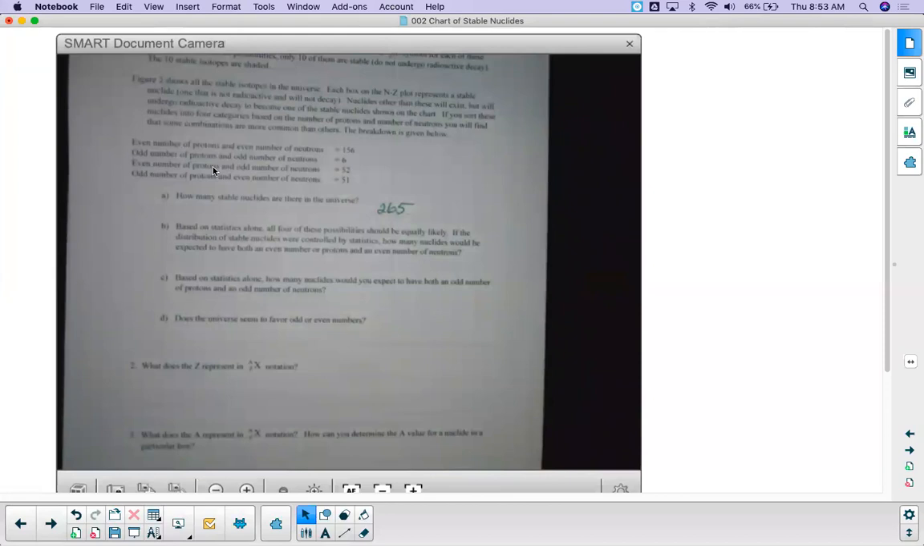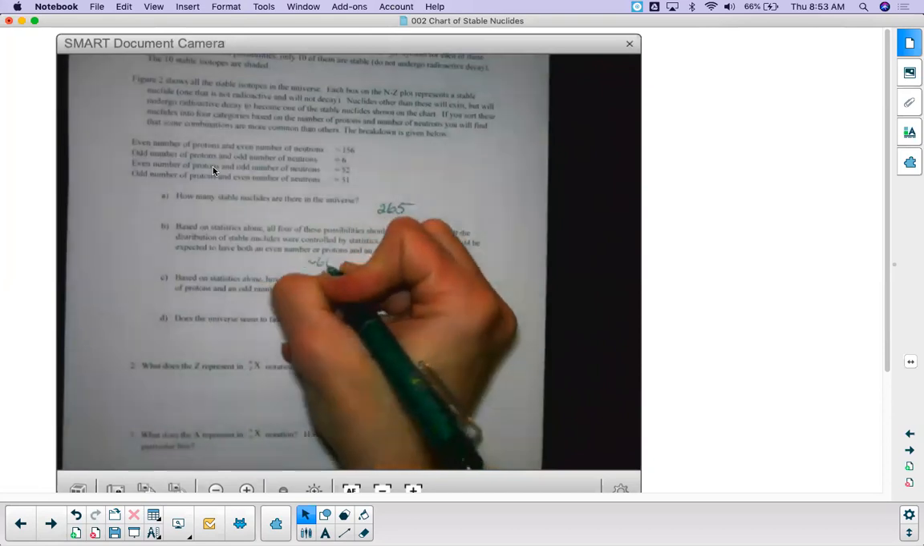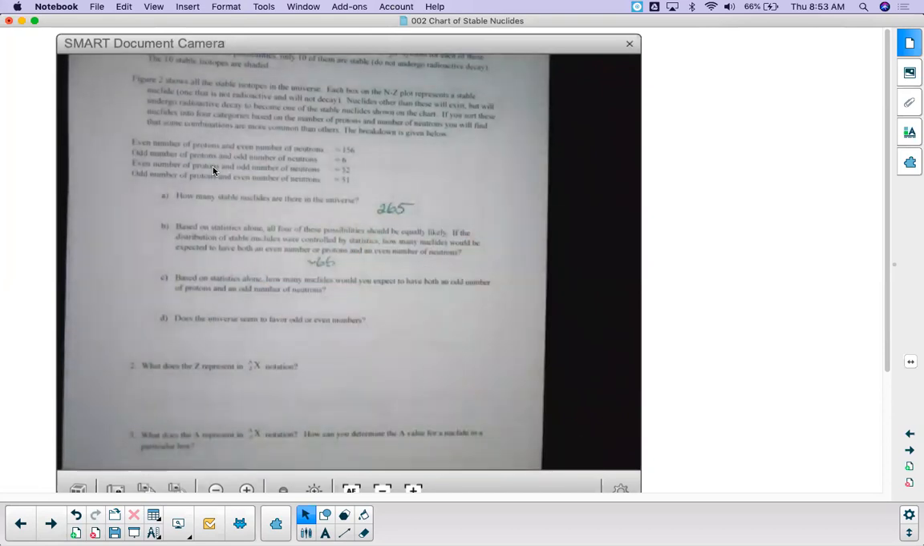Now, the interesting thing is that statistics doesn't seem to hold here. If things were put together by literally drawing out a number of protons from one sac, a number of neutrons from another sac, and putting them together, this should end up evenly split. We should have an equal number of even-even, odd-odd, odd-even, even-odd. We should end up with 265, about 66 of each variety.